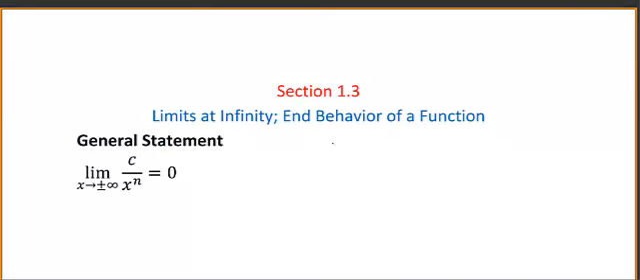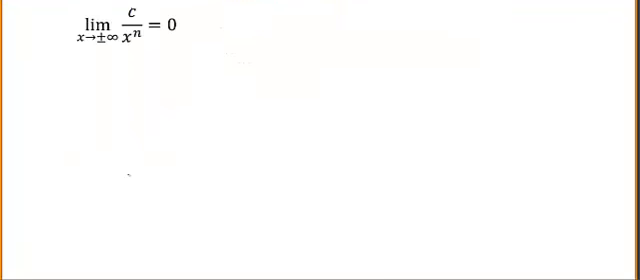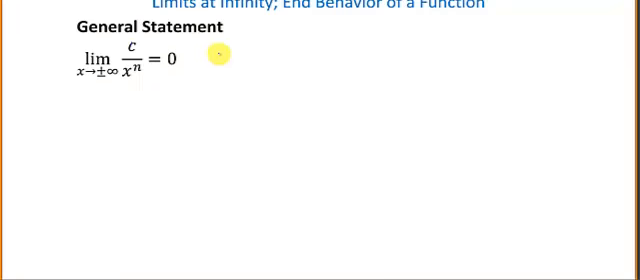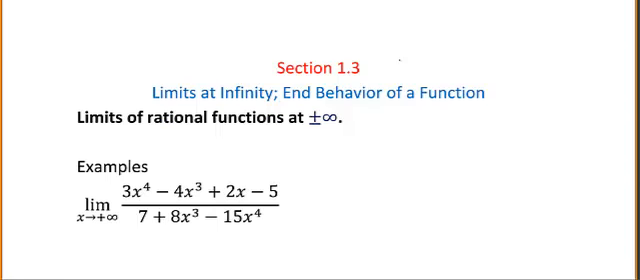Now I'd like us to remember the general statement that we had way back in the first video on basic limits: the limit as x approaches either positive or negative infinity of c over x to the n is 0, assuming that n has to be 1, 2, 3, 4, and so on. It has to be a positive integer. And what I want to do is look at the limits of rational functions.